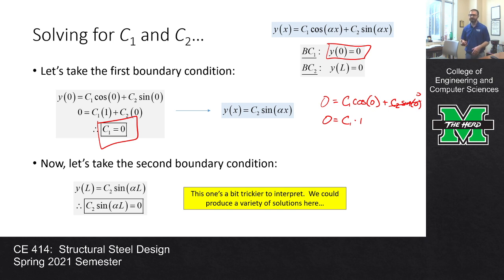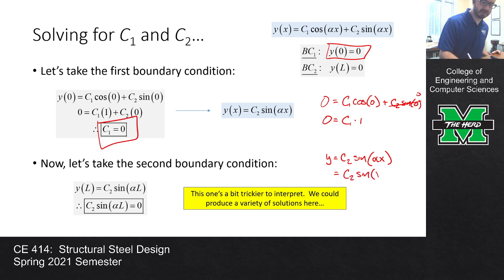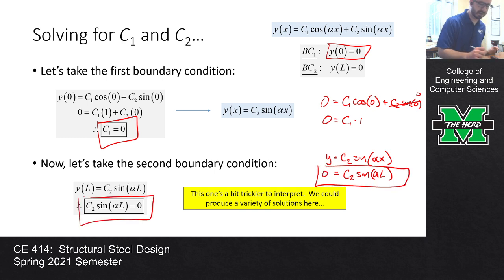Now let's take the second boundary condition. Here's my expression, Y equals C2 times the sine of alpha X. Plug in X equals L, plug in Y equals 0, and I'm left with this. That's just the same thing over here. Everything I'm writing on the right is just me repeating what's on the left. There's nothing new there. This equation is a bit trickier to interpret because we could produce a variety of solutions that make this equation true, but only one of them is really valuable, okay? So we have C2 times the sine of alpha L equals 0.